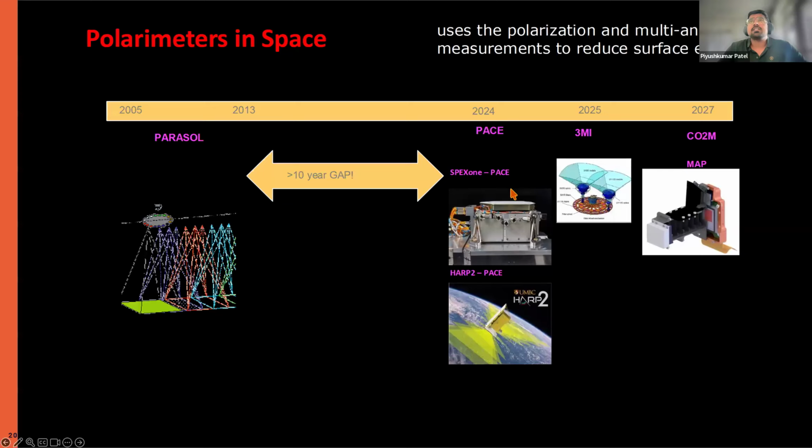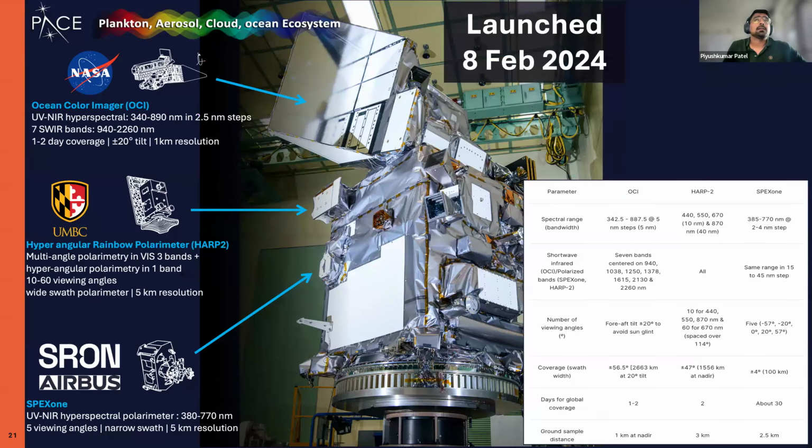And then very recently, last year, we got another satellite called PACE. PACE has a total of 3 instruments. Two of them are polarimeters. One is SPEX1, which is from my company, and the other is HARP2, and there are a few more in the lineup that I will discuss later. Now I'll talk about PACE, which is a very interesting instrument.